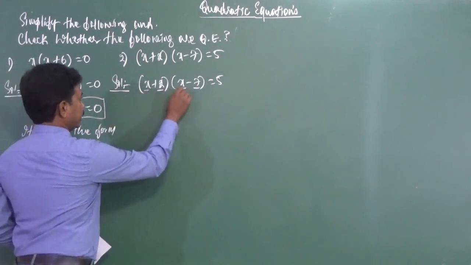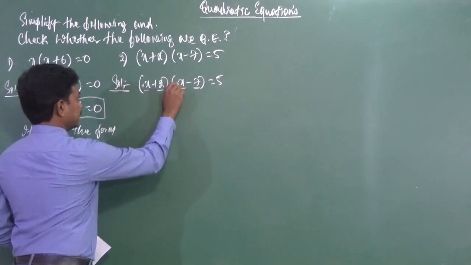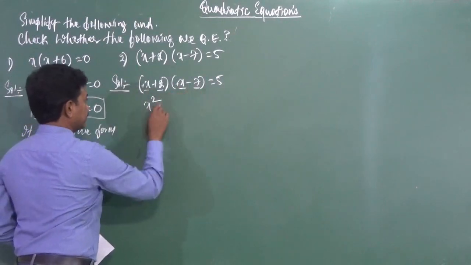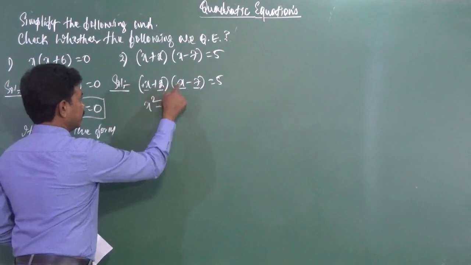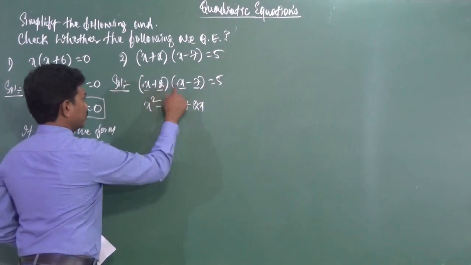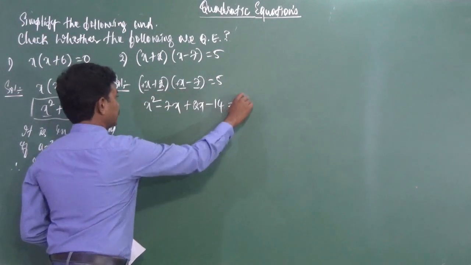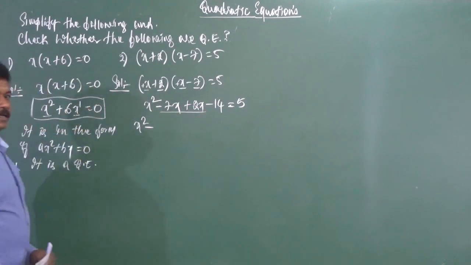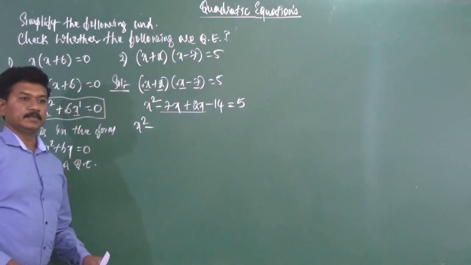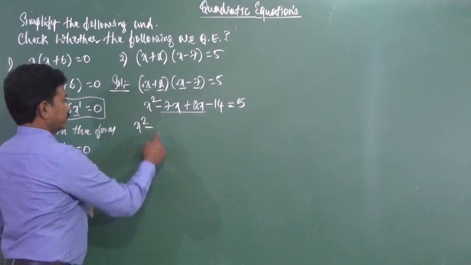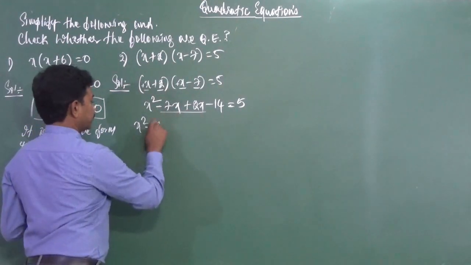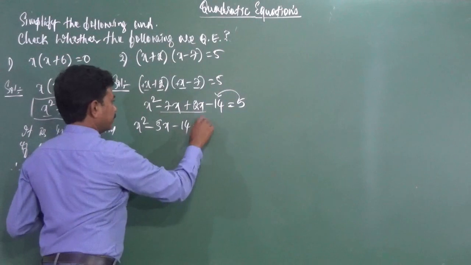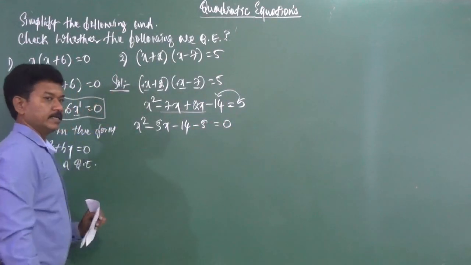Okay. X into x, first term into first term, plus into plus, x square; x into minus 7, minus 7x; plus 2 into x, plus 2x; plus 2 into minus 7, minus 14 is equal to 5. So x square, these are the two like terms we can see there. Like terms can be added or subtracted according to the rules of algebra. So minus 7x plus 2x is minus 5x minus 14. Let us take this 5 to LHS, so it becomes minus 5. Nothing is left in the RHS, therefore it is 0.